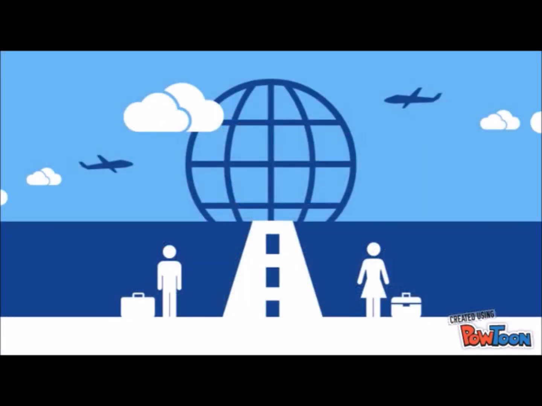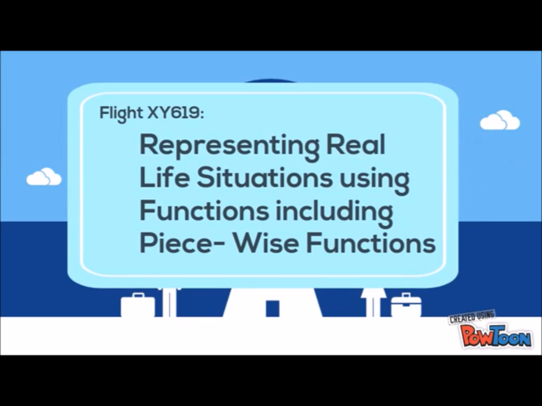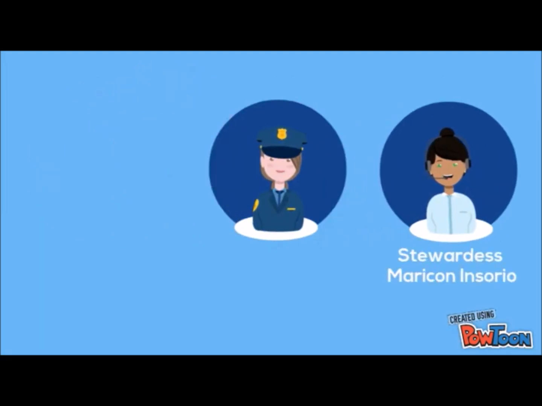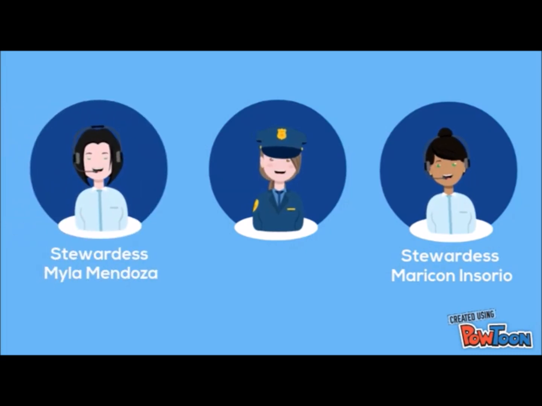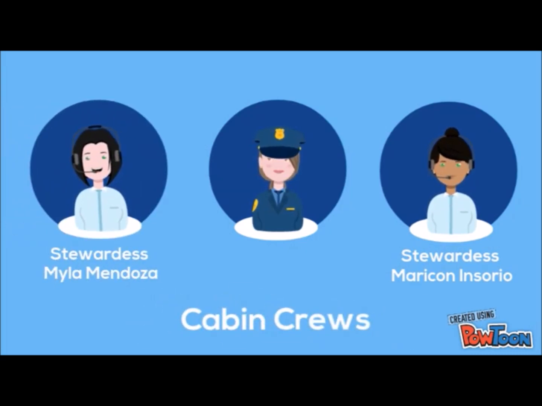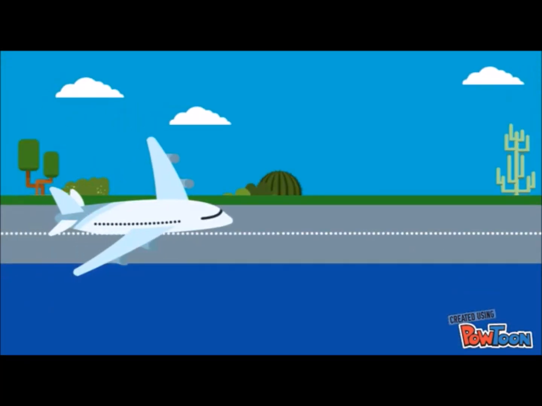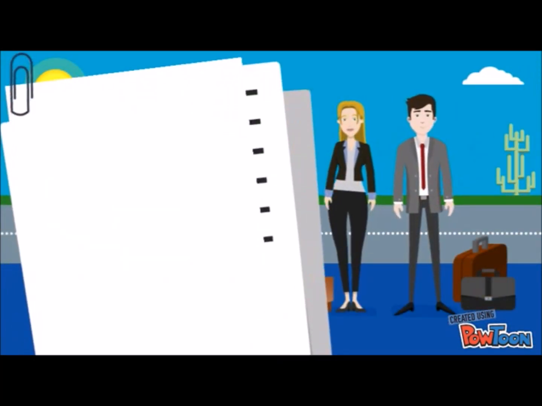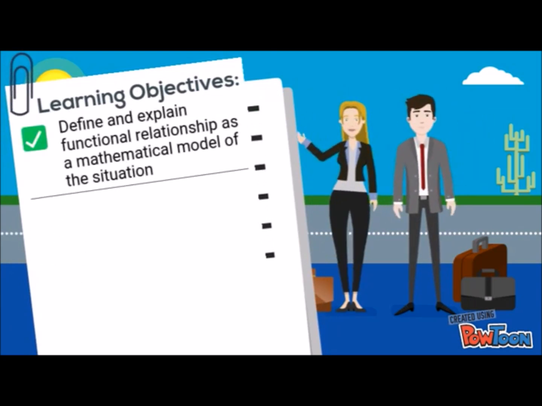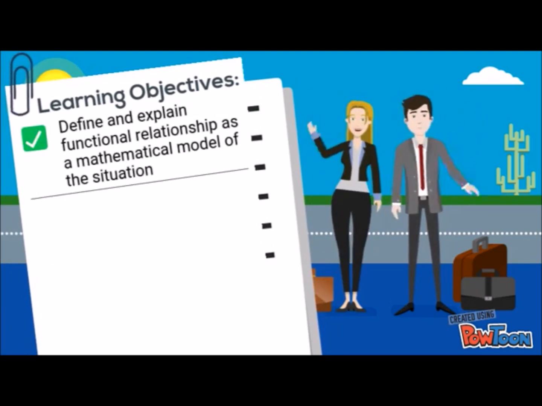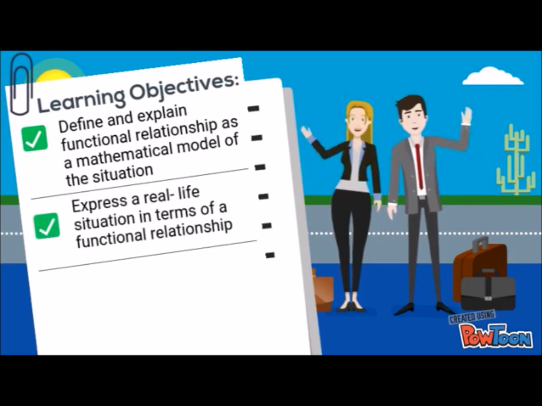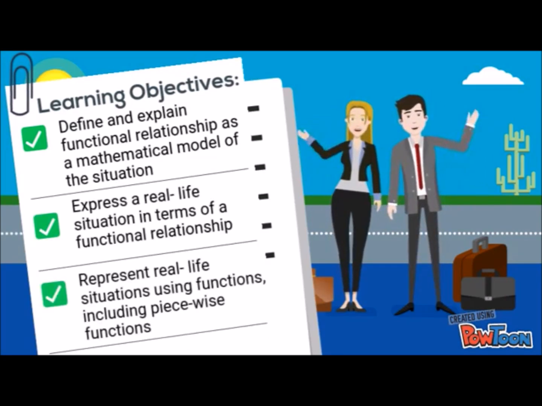Welcome to Function Airlines Flight XY619, representing real-life situations using functions including piecewise functions. This is your Chief Flight Attendant Mariane Viterbo speaking with Stewardess Maricon Insorio and Stewardess Myla Mendoza, your cabin crews for this flight. To ensure that you'll have a fun-filled experience with us in this flight, we will let you define and explain functional relationship as a mathematical model of the situation, express a real-life situation in terms of a functional relationship, and represent real-life situations using functions including piecewise functions.